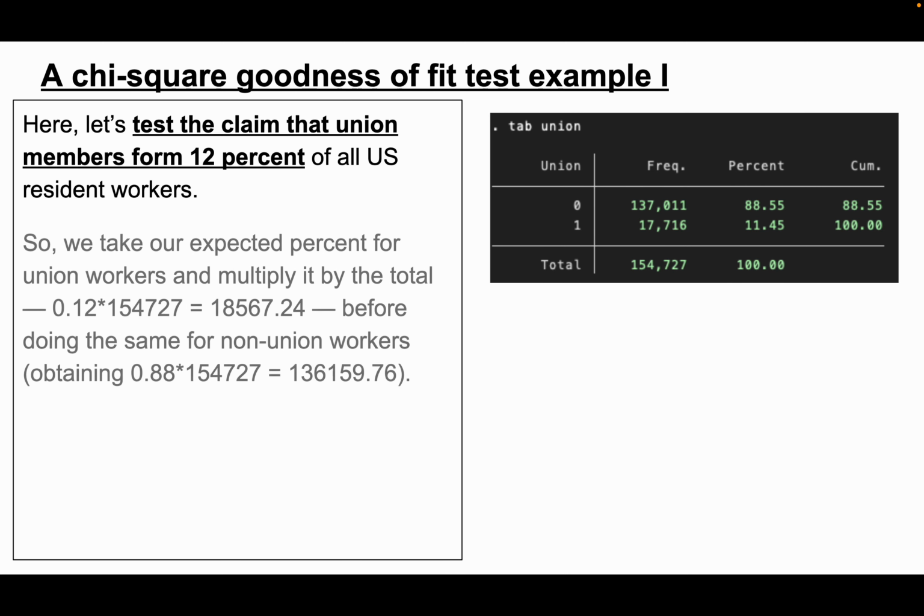That's our expected count. So for here, that happens to be this number here, 18,567.24, and then we'll do the same for non-union workers. So multiply 0.88 times the total, and we get these two numbers here, which together sum to this here. Again, note that it's not a problem for the expected count to be a non-integer. It just means what we think would happen.